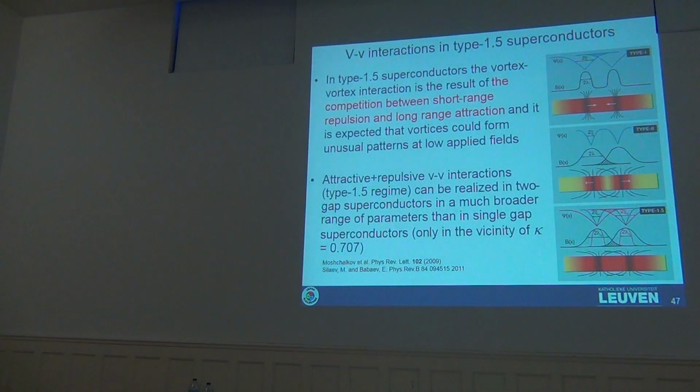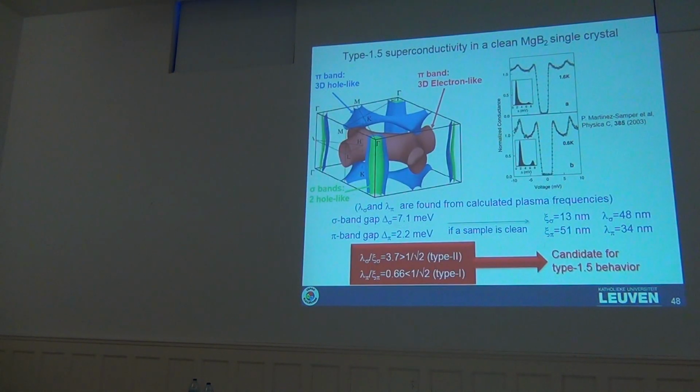So if you then also consider vortex-vortex interaction, then you have competition between short-range repulsion and long-range attraction, and this will eventually be responsible for this very peculiar interaction force between vortices in these so-called type 1.5 materials.